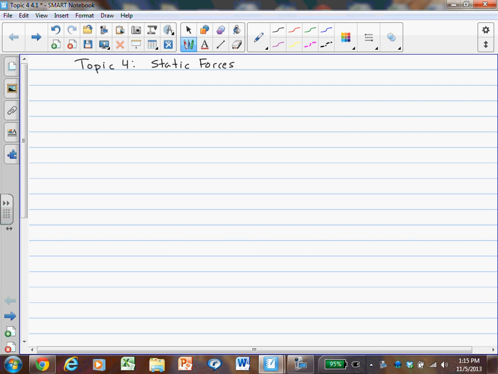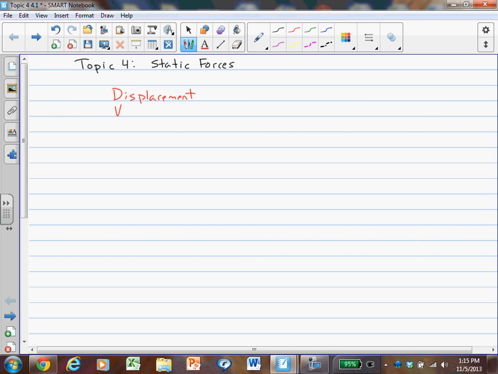So for a while now, we've been talking about acceleration and velocity and motion in one dimension, motion in two dimensions, but we haven't really talked anything about what's causing motion. So this brings us to a fact of where we know about displacement, velocity, acceleration, but the cause of those things are going to get linked to forces.